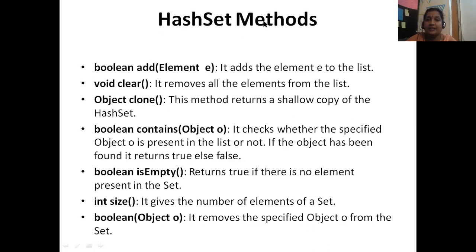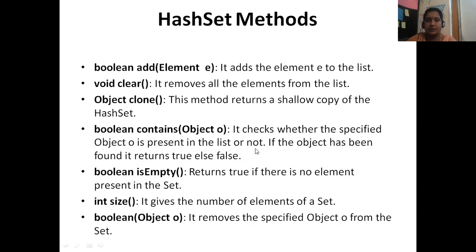So HashSet methods. boolean add(E element): if the element is added, it will return true, otherwise it will return false. So based on the true or false, that element E will be added. clear() removes all the elements from the set. Object clone() returns a shallow copy of the HashSet.